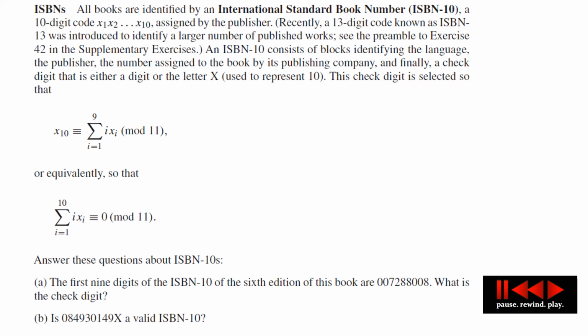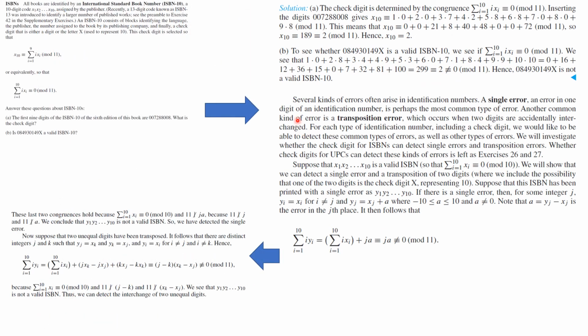Let's see how you did. Okay, so here you can go through using the algorithm and you can check and find that x10 is equal to 2. So that is the check digit. To see if this is valid, what you do is you see, is this summation, i equal 1 to 10, of i times x_i congruent to 0 mod 11? That is, is it divisible with 0 remainder when you divide by 11? So when we do this, we find out that we get 2. That's not congruent to 0 mod 11. Hence, that is not a valid ISBN 10 number.